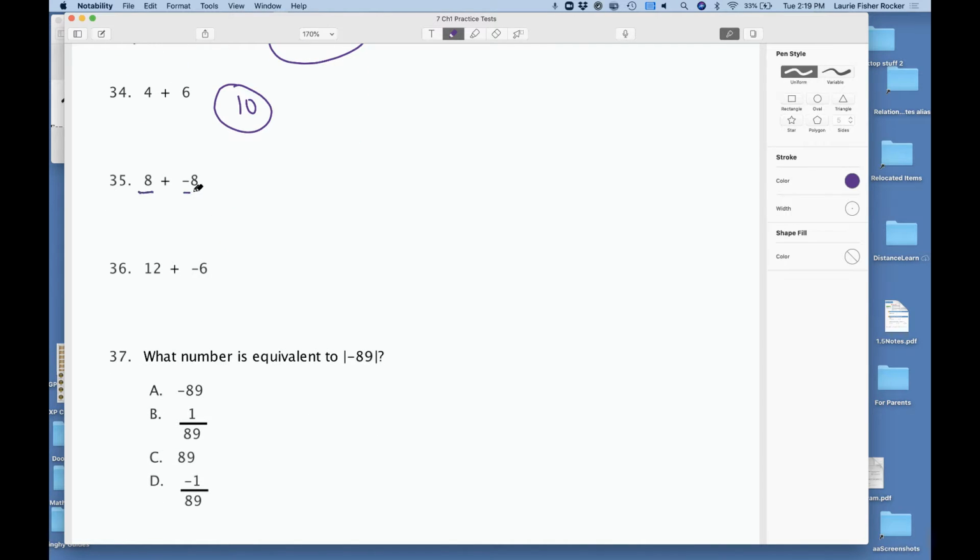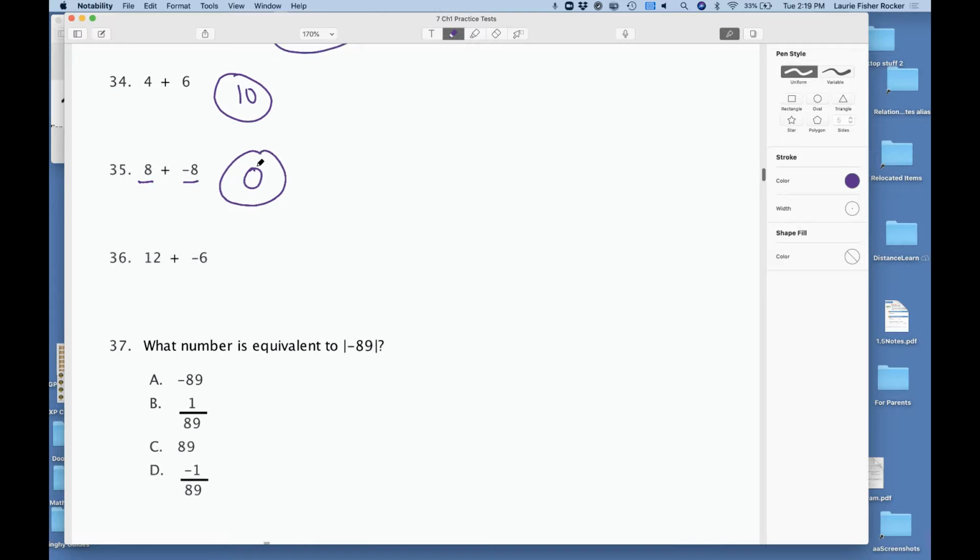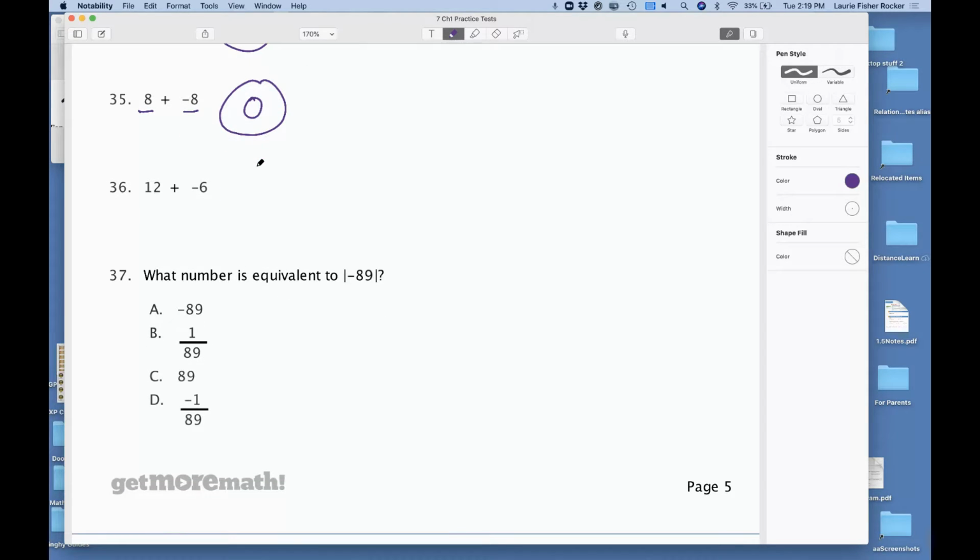Ooh, 8 plus negative 8. Those are opposites, so that's going to be 0. I like this. 12 plus negative 6, so that's difference. One's positive, one's negative, so 12 minus 6 is 6, and I had more positive, so it's going to be positive 6.